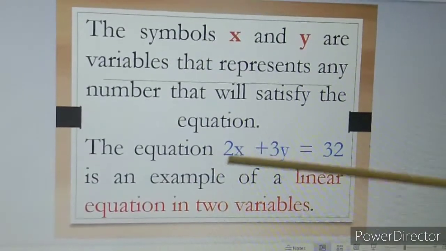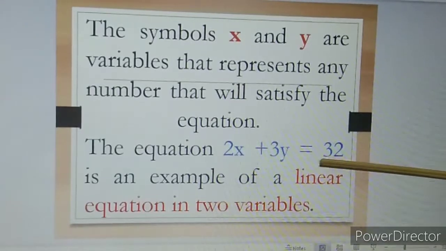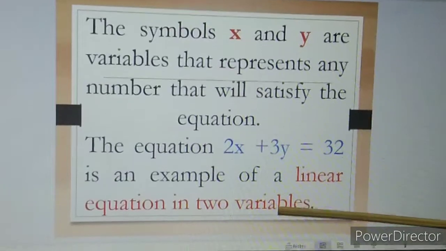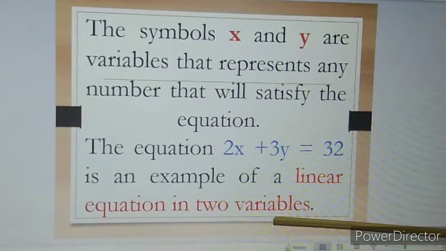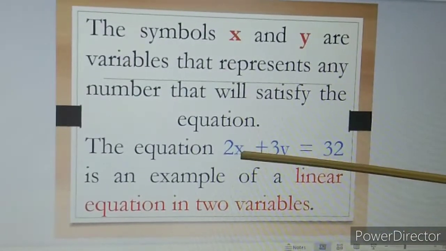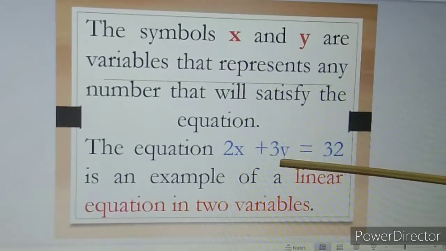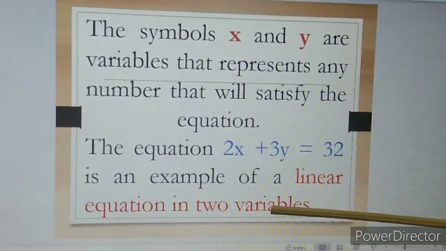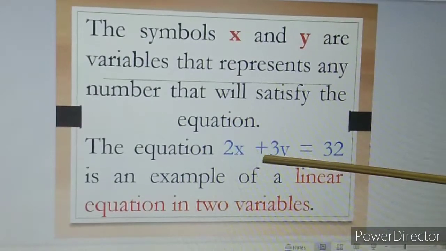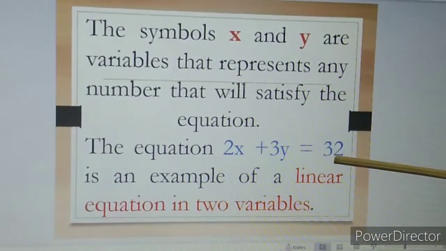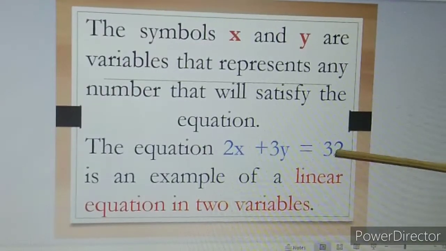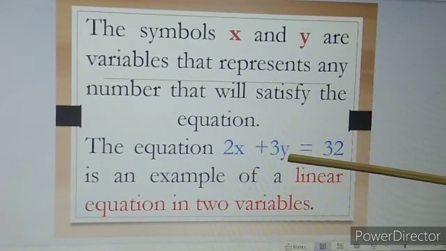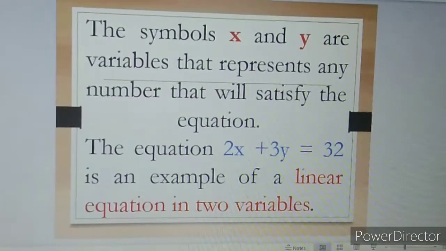The equation 2x plus 3y is equal to 32 is an example of a linear equation in two variables that is written in its standard form. It is linear because the exponent of x and y again is 1, and it is written in its standard form because the terms with variables are written on the left side and the constant is written on the right side. So this is two variables because of the variables x and y involved in that equation.